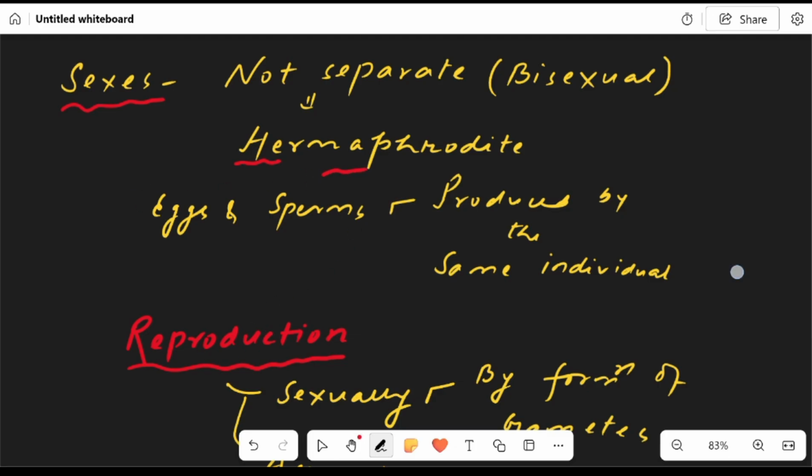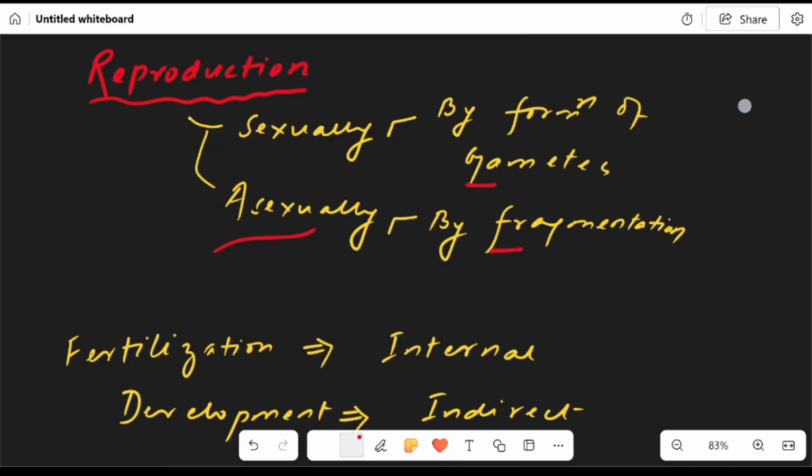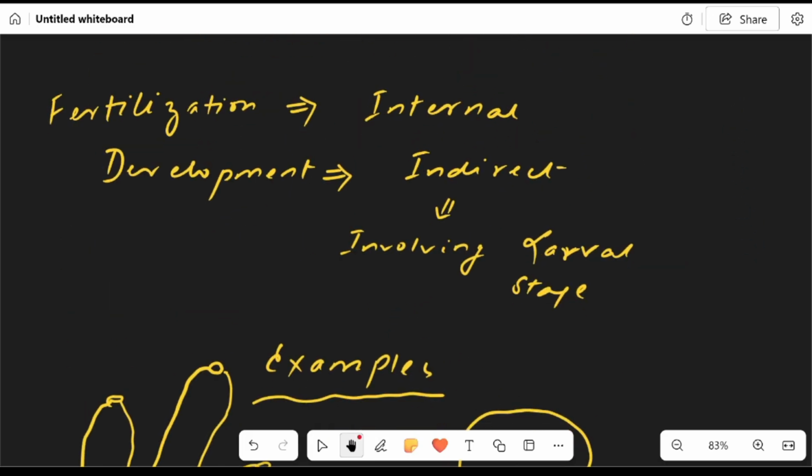Reproduction: they reproduce sexually by formation of gametes and asexually by fragmentation. Fertilization is internal, it happens inside the female body, and the development is indirect. That means a larval stage is also involved.